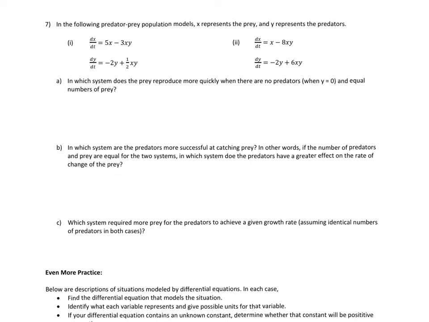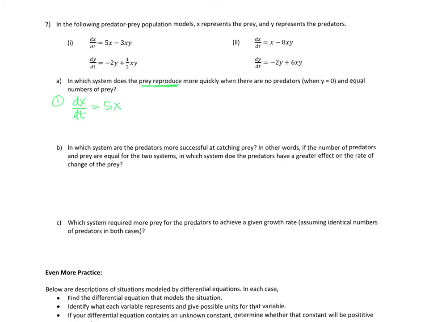Okay, we have two different predator-prey models here. X represents prey and Y represents predators. In which system does the prey, X, reproduce more quickly when there are no predators? So if there are no predators, Y is 0, and there are equal numbers of prey. Okay, so dx/dt for system 1, because they're asking about the prey, the rate at which the prey reproduce. So I only need to look at dx/dt when there are 0 predators.